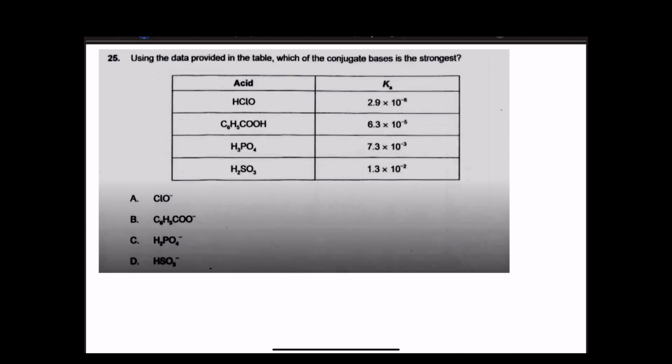Moving to the next part, we have to use the data to show which conjugate base is the strongest. So I have to find the weakest acid here. The conjugate base of the weakest acid will be the strongest base. Weakest acid means smallest Ka. Here HClO has the smallest Ka. So the conjugate base of HClO will be the strongest base. The HClO conjugate base is ClO minus, which is option A. This will be the strongest conjugate base.